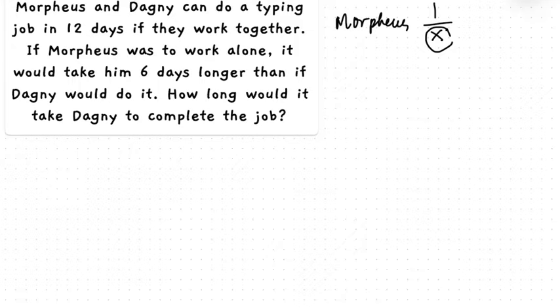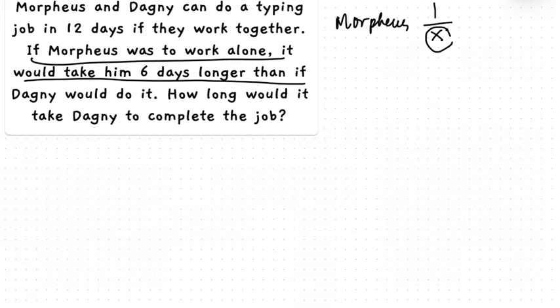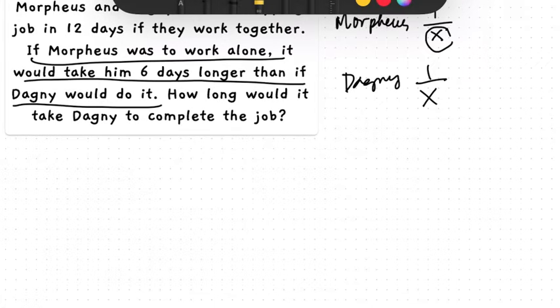Okay? Ang sabi dito, if Morpheus was to work alone, it would take him 6 days longer than if Dagny would do it. So, mas mabagal siya kay Dagny. So, kung si Dagny ay 1 over x, ano dapat yung representation natin kay Morpheus? Dadagdagan natin ng 6 days, di ba? So, that means, ang representation ng fraction ng trabaho na kayang gawin ni Morpheus is 1 over x plus 6.